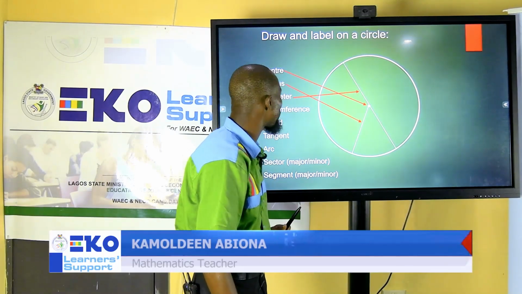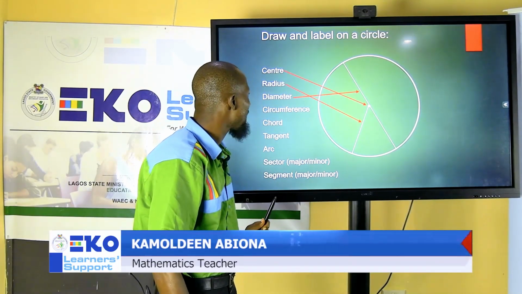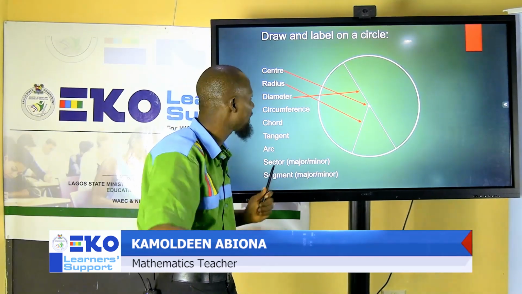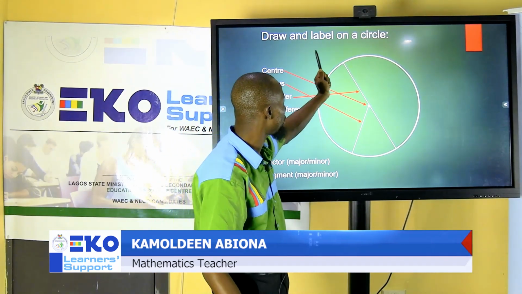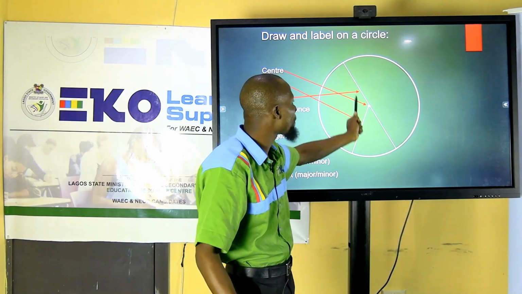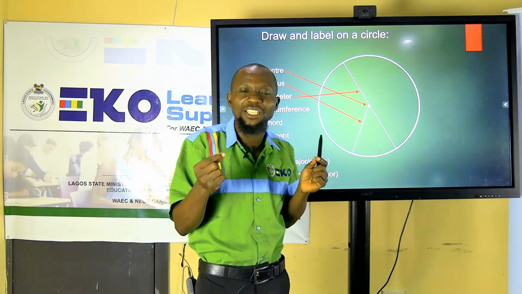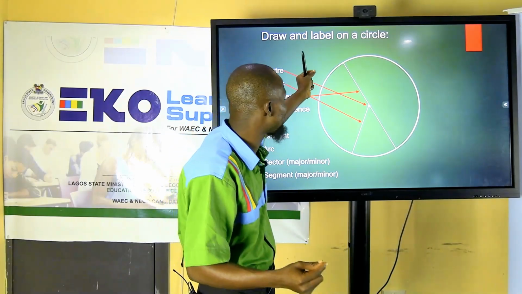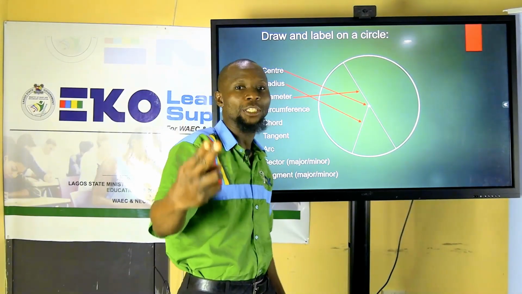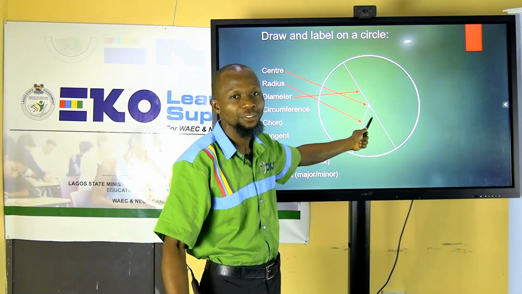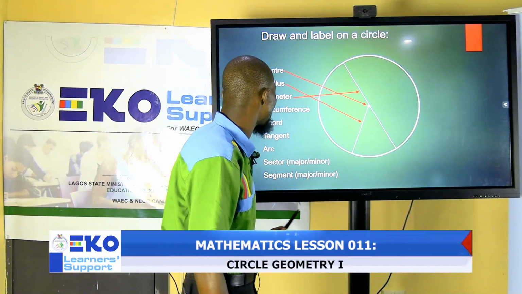Okay? We also have what we call diameter. Diameter is a special type of chord. I'm going to define chord later. But diameter is another chord that also passes through the center of what? Of a circle. So we can say that is a line that is joining 2 points on the circumference and at the same time passing through the center of the circle. So that is what we mean by diameter.